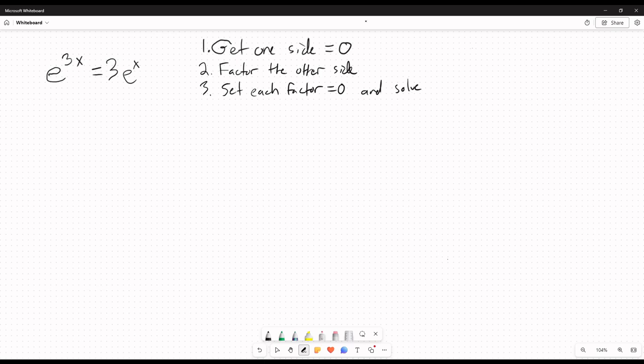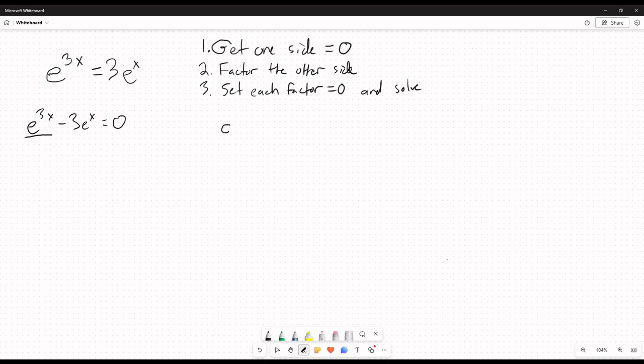Okay, so here's our equation. First, let's get everything to one side. So we'll rewrite this as e to the 3x minus 3e to the x equals 0. That seems nice, but maybe not the most helpful thing I've seen. But we did get it equal to 0. So next we would like to factor this side. And we have to be a little bit careful how we factor. But we can factor using an interesting property of exponential functions.